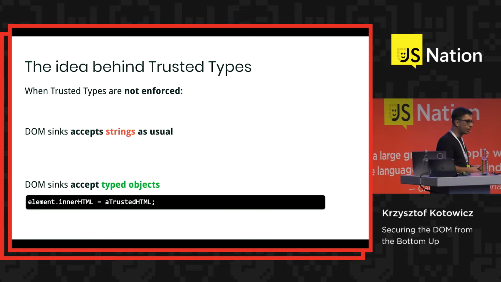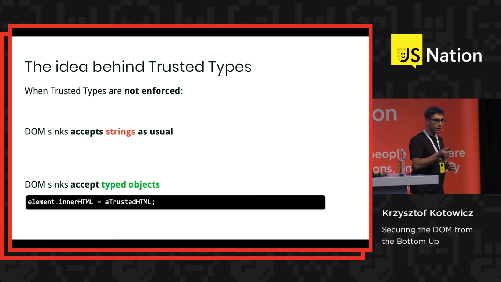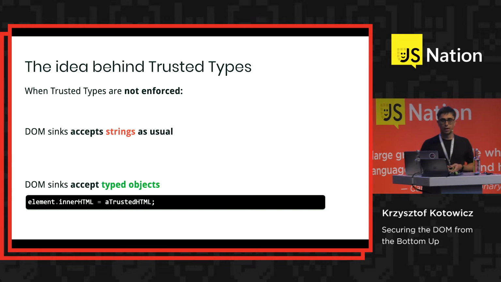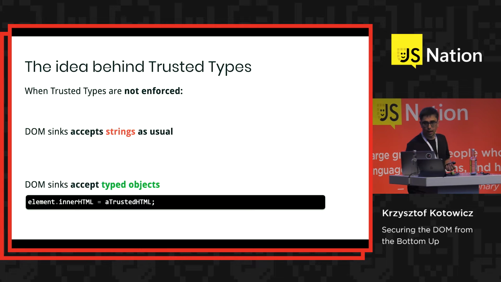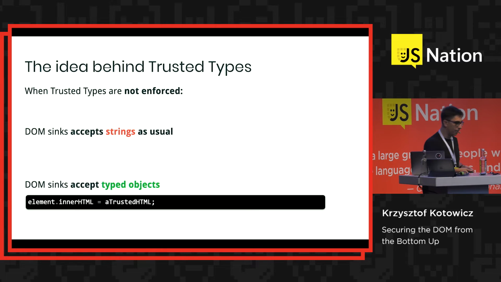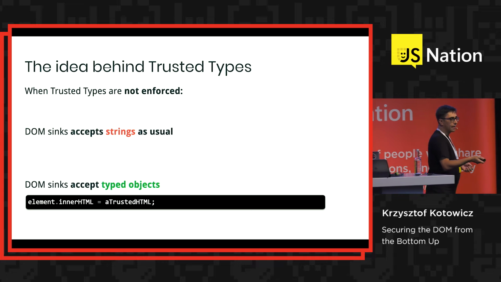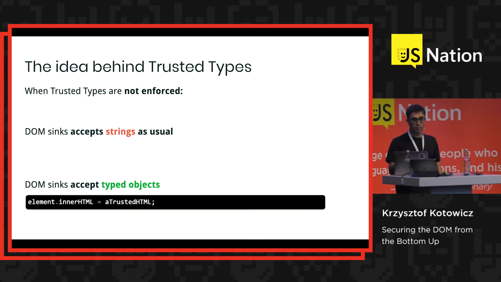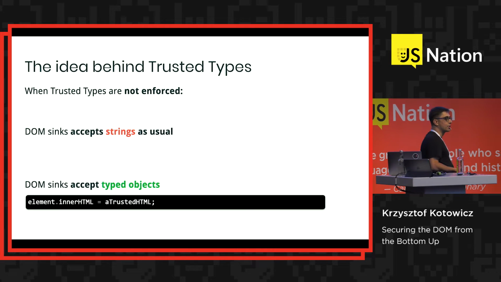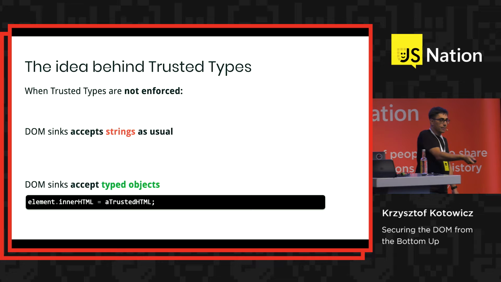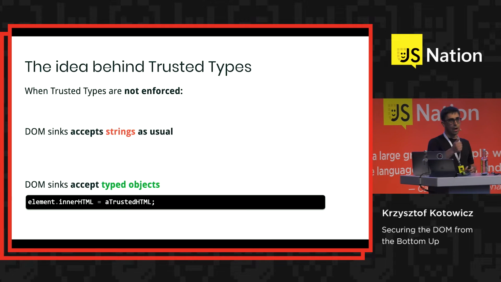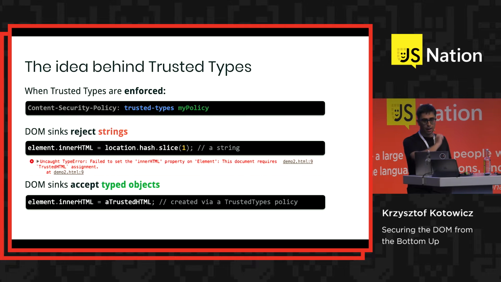Now, what does it look like? If trusted types are not enforced, and we will get to how enforcing works a little bit later, the DOM accepts strings as usual. Essentially, if you're assigning a string to the innerHTML property of an element, it works as usual, right? That's what you would expect. But you can just as well assign a typed object to innerHTML. In this particular case, to innerHTML, you want an object that is a TrustedHTML. We will get to how you actually create those objects a little bit later.